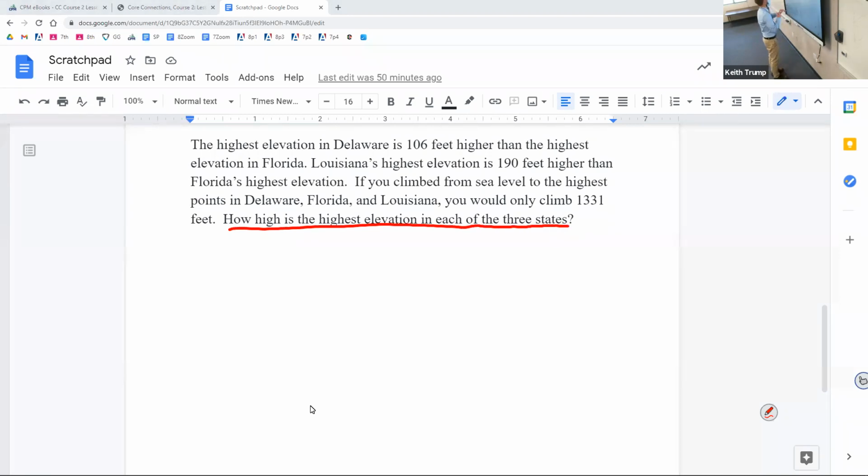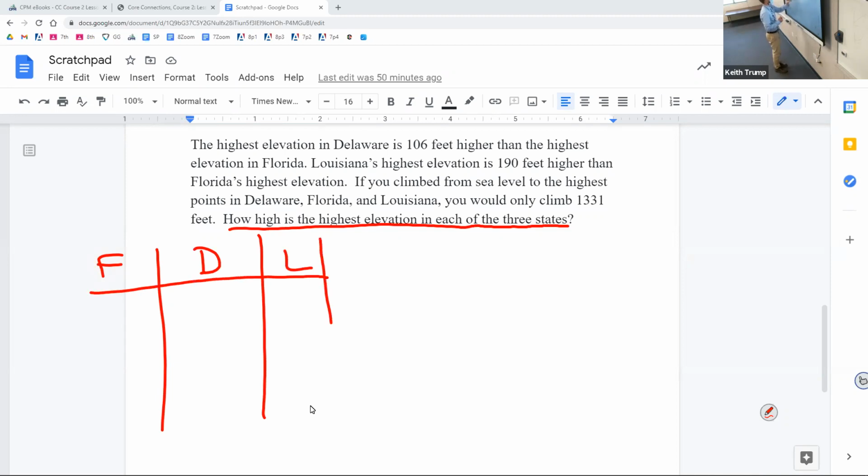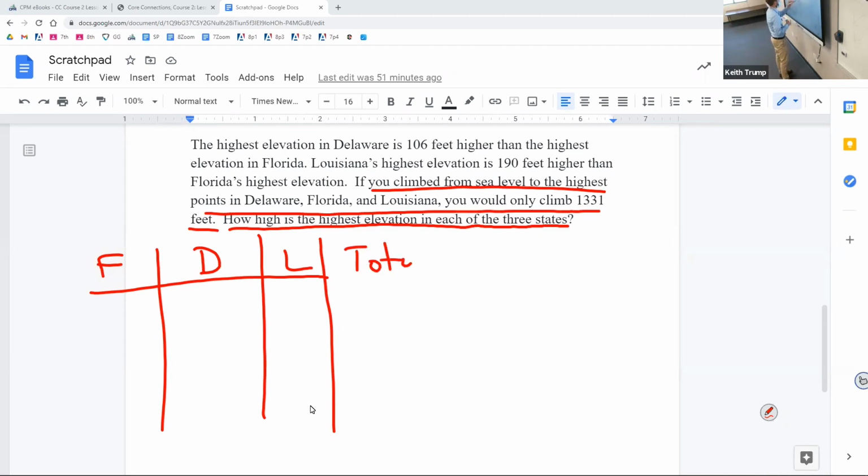So we have three states. We have Florida, we have Delaware, and we have Louisiana. And we know that all together, if you climbed to their highest points in all three of these states, you would climb 1,331 feet. So I'm going to write total here. All three of these states added together would equal the total, right? So all three of these states added together, their highest elevations added together would be 1,331.